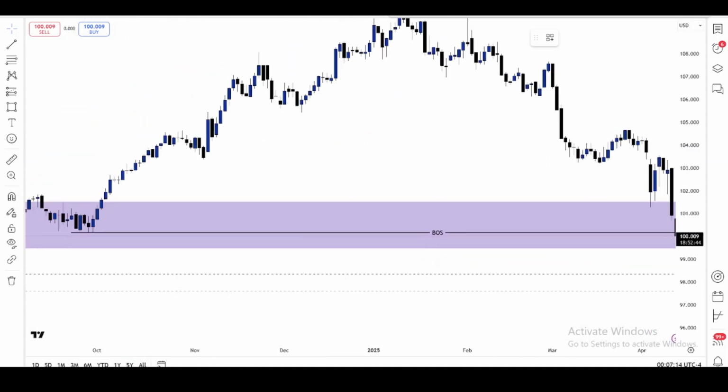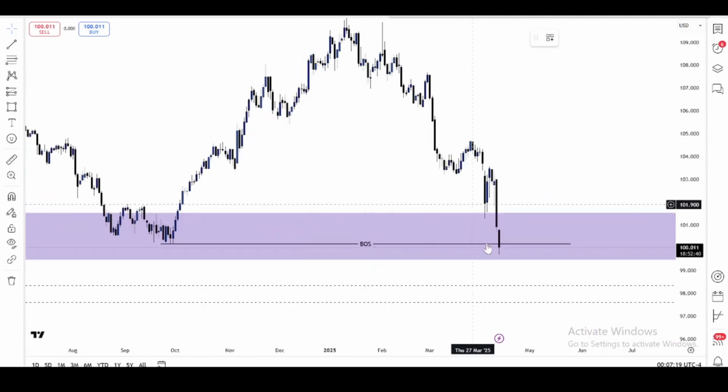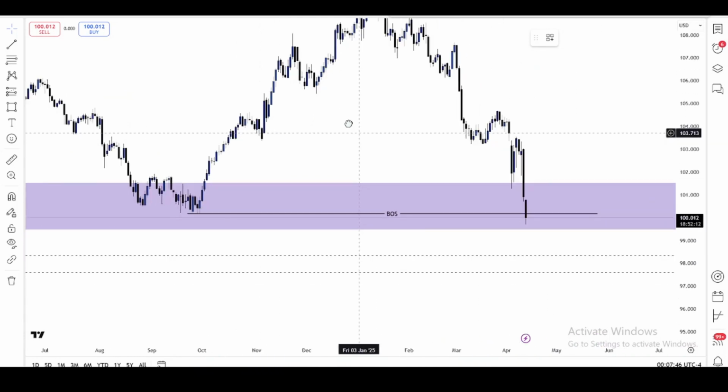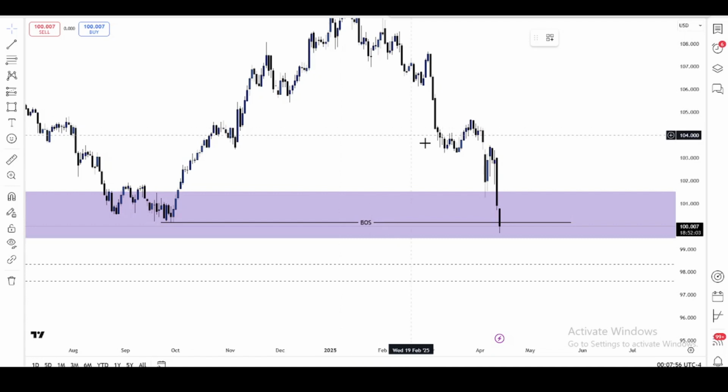So DXY has been bearish for over 3 months now. Price, you can see here, this was a draw on liquidity. Price has swept this liquidity. We have this break of structure here. So we want to see if price will still drop lower to this fair value gap. Okay, but the general trend of the market is bearish.